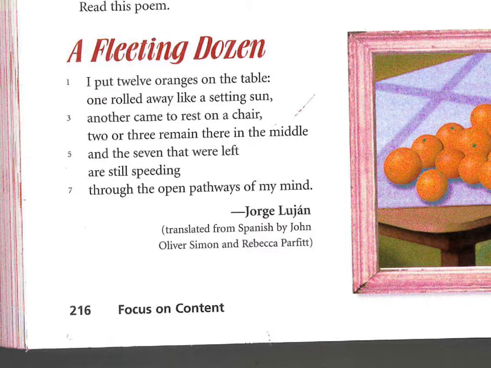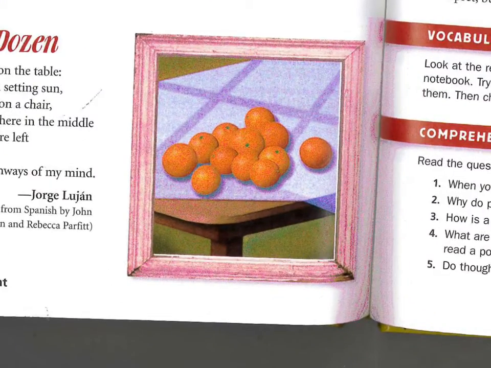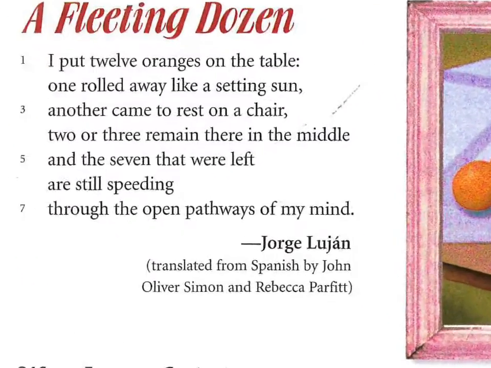I put 12 oranges on the table. One rolled away like a setting sun. Another came to rest on a chair. 2 or 3 remained there in the middle, and the 7 that were left are still speeding through the open pathways of my mind. Here's the picture. You try it.